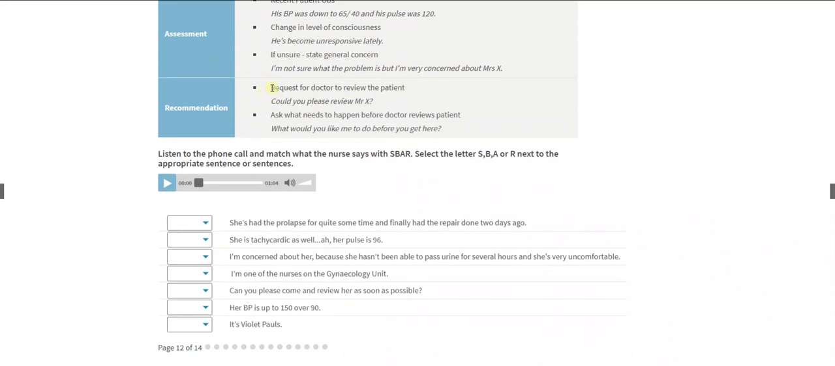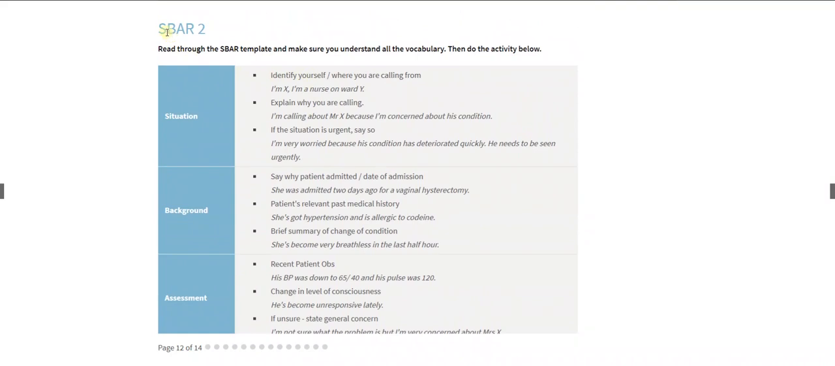Then recommendation: after assessing the patient, if anything is needed, we make the recommendation. For example, could you please review Mr. X? What would you like me to do before you get here? So these are the recommendations. So this is about SBAR.